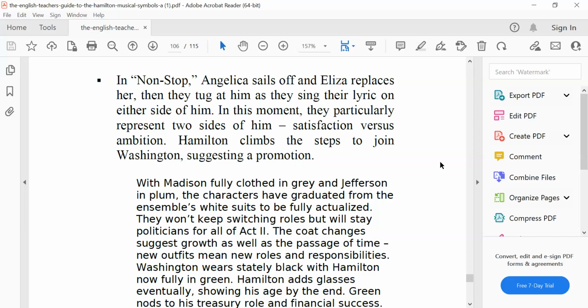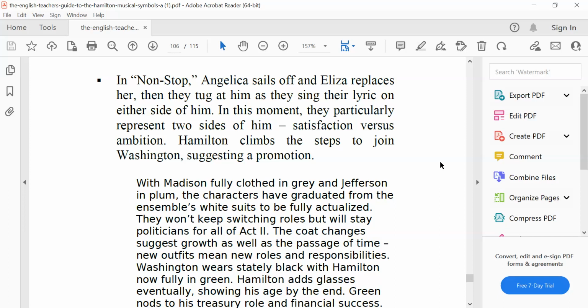Likewise, the turntable carries Angelica away from him, like the sea, like ordinary life is carrying her away from him, and Eliza sails up to replace her. But then they're on either side of him, like an angel and devil, kind of. Or like, stay home versus become great, pulling him in different directions. Satisfaction versus ambition.